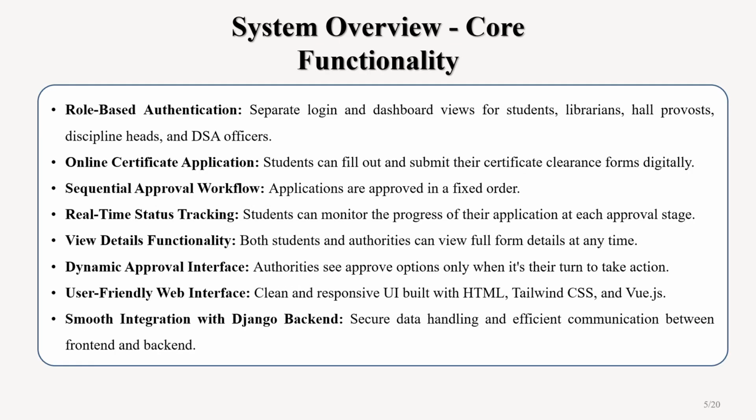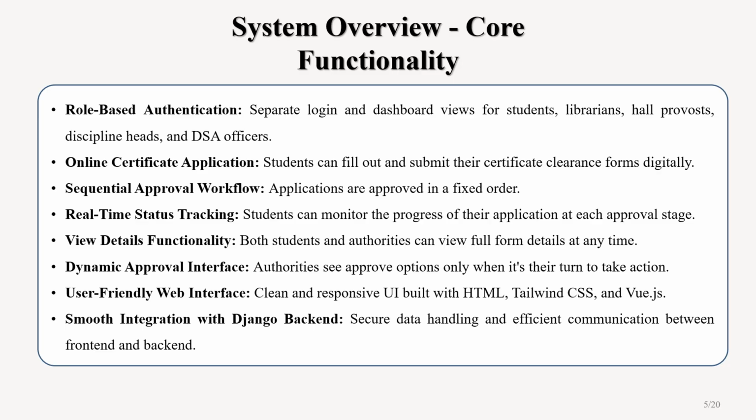System overview, core functionality. Our portal offers the following key features: role-based authentication. The student and each authority see different dashboards. Online certificate application. Students can fill out and submit their certificate clearance forms digitally. Sequential approval workflow. Applications are approved in a fixed order. Real-time status tracking. Students can monitor the progress of the application at each approval stage.